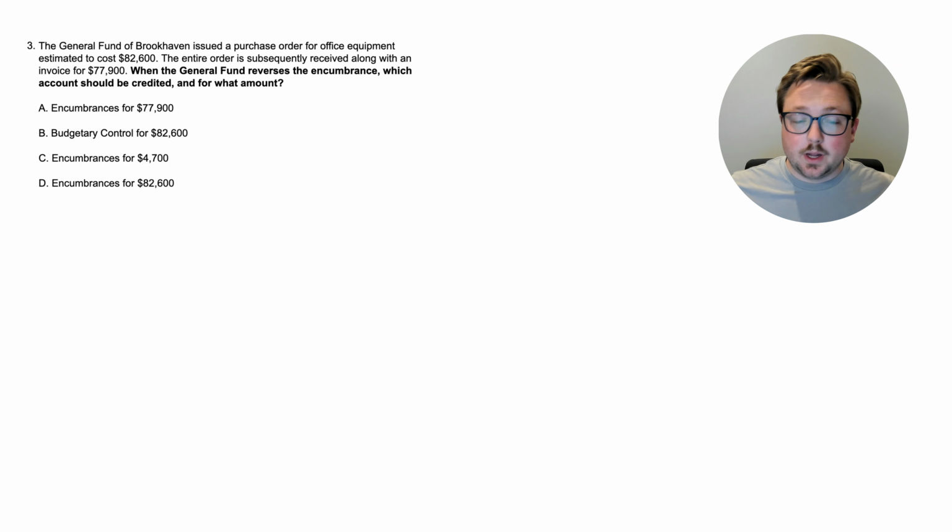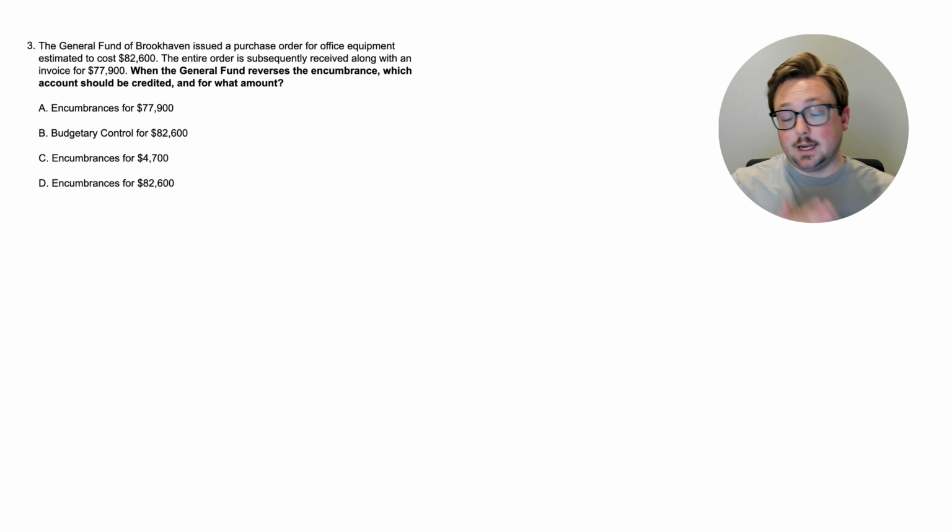So what happens when the amount of the actual invoice is different than the encumbered amount, the estimated cost? Are you going to credit encumbrances for $77,900? Are you going to credit budgetary control for $82,600? Are you going to credit encumbrances for the difference of $4,700? Or are you going to credit encumbrances for $82,600?